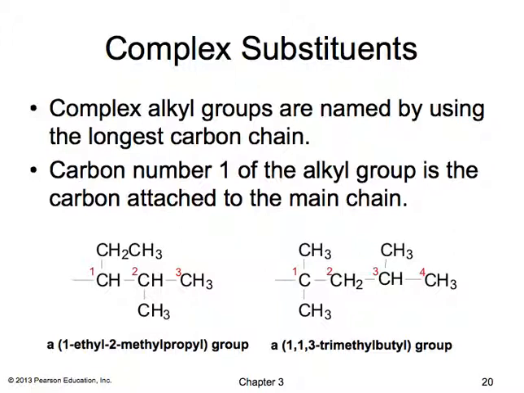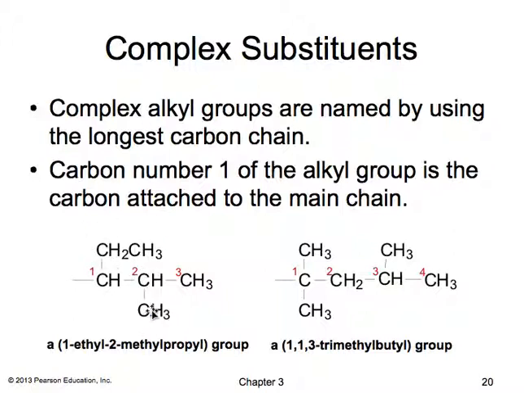You can have complex substituents. Complex alkyl groups are named by using the longest carbon chain. Carbon number 1 of the alkyl group is the carbon attached to the main chain. So for example, if this is coming off a main chain shown on the left, and you have this complex substituent, you're going to name the longest chain. In this case, it's the 3-propyl group. And so off of the 1 position, you're going to have ethyl.